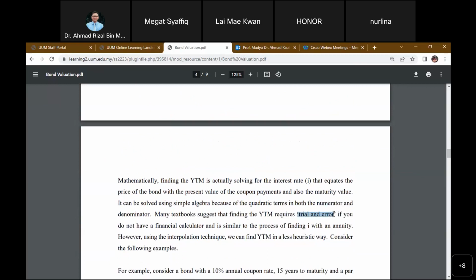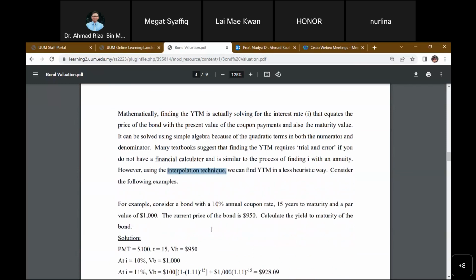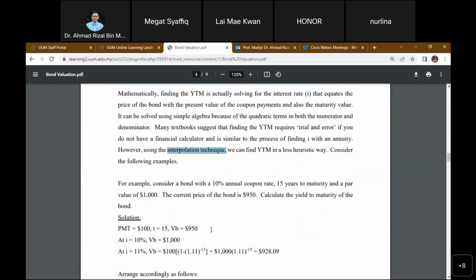That's why the trial and error there. Trying at a certain rate first, then proceed with the interpolation. Some textbooks call it trial and error, or some would even suggest using a financial calculator, which is much simpler and easier, or using Excel. But of course, the purpose of this course is to expose you to how to solve this manually, using the interpolation technique, which I have taught you earlier in time value of money. So let's look at the example straight away.